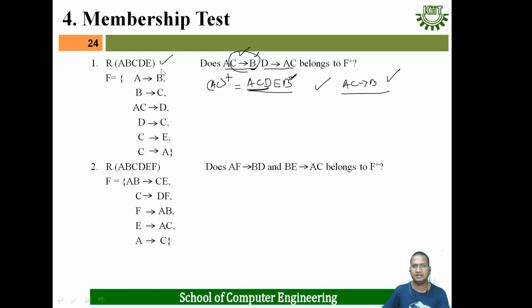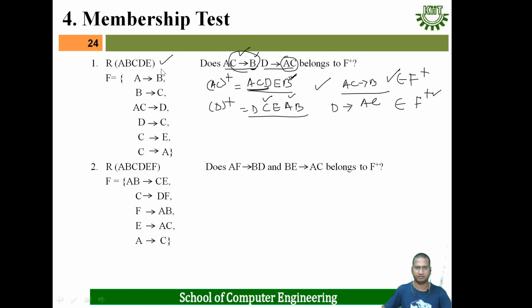Then again check D determining AC. Then again find out D closure. Using this functional dependency, D closure will be D, C, from C to E can be derived and A can be derived. Then A can be derived means B can be derived. A, B, C, D, all the attributes are derived. Then AC is present here or not? Yes, AC is present here. That means we can say D determining AC belongs to F closure. In this case, this also belongs to F closure. In this way you can find out.